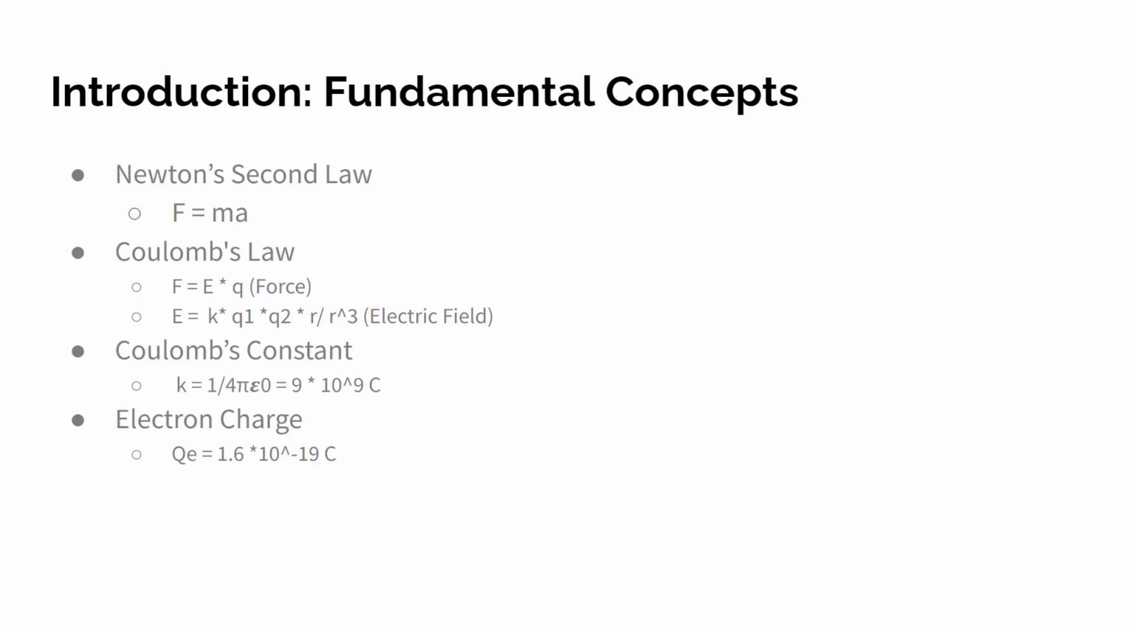Here are some fundamental concepts. We have Newton's second law, which is force equals mass times acceleration, Coulomb's law, which is the force is equal to electric field times charge, and then the electric field calculation. Then Coulomb's constant is 9 times 10 to the 9th, and electron charge is assumed to be 1.6 times 10 to the negative 19th coulombs.